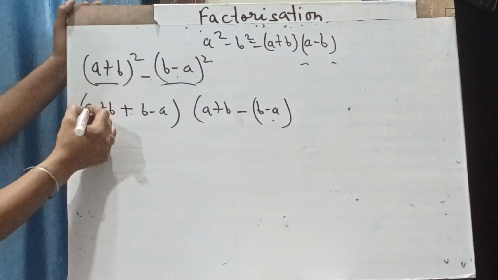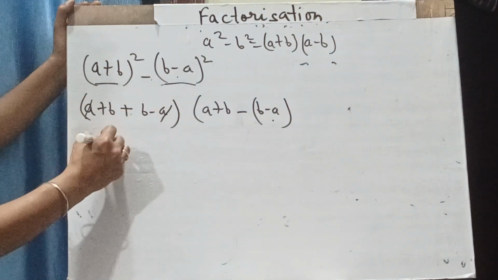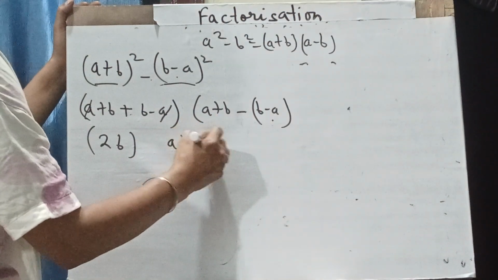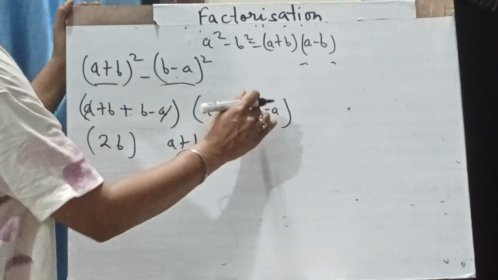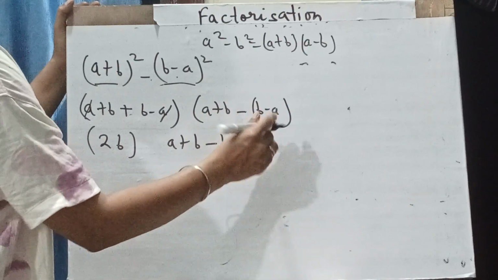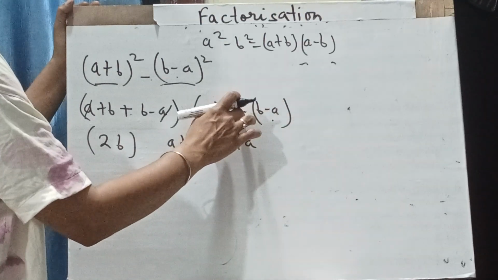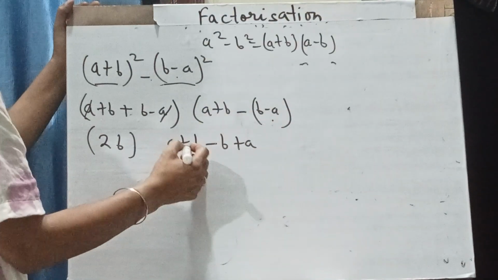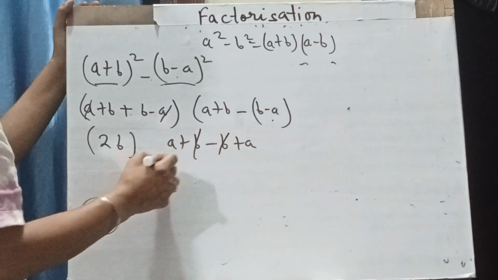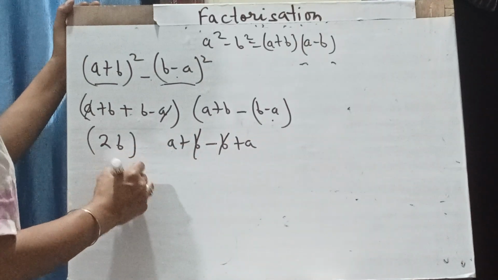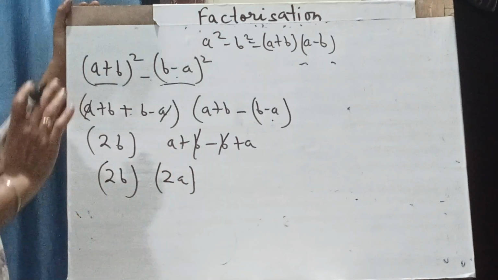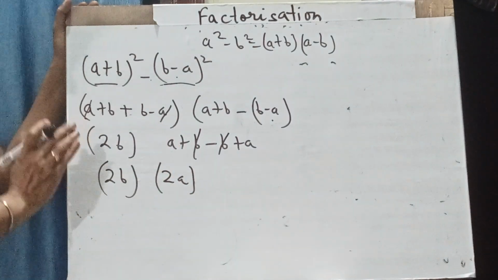Now we will solve this. A and a will be cancelled, b and b will be 2b. Here, open the bracket, minus becomes plus, it will be minus b plus a. This plus will become minus, multiplied by minus, and this will become plus. Now, once again we got this cancellation, so what are we left with? 2a. So we have got 2b and 2a. This question will be solved like this.